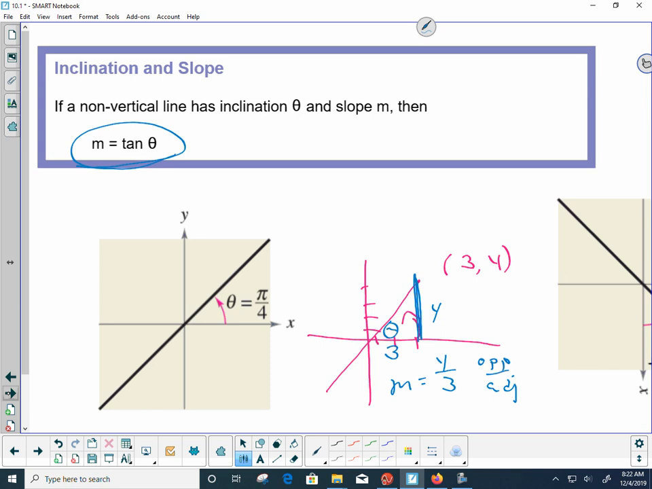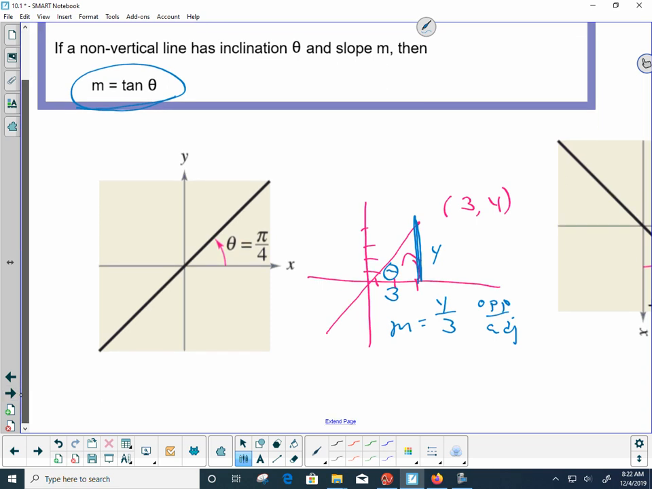So this one, if I have this angle here, where I have this line here, and I know that this angle is pi over 4, then if I want to know what the slope is, how would I find it? I would say the tangent of pi over 4 would equal my slope. And what's the tangent of pi over 4?